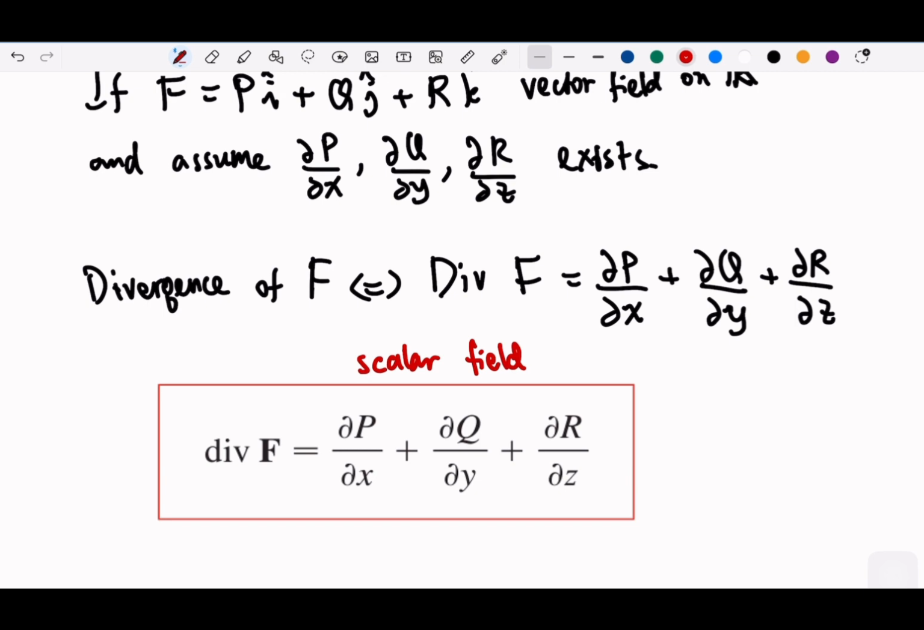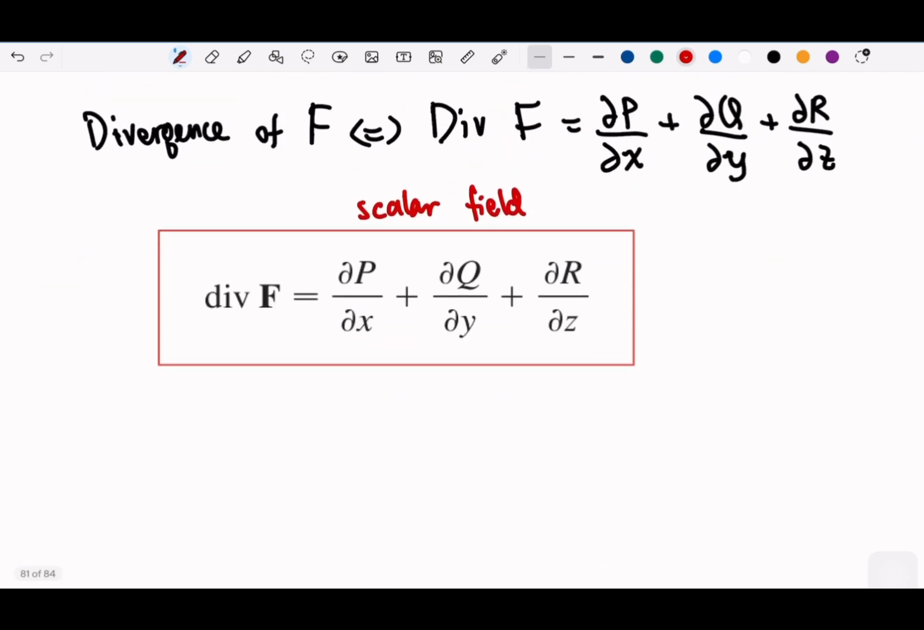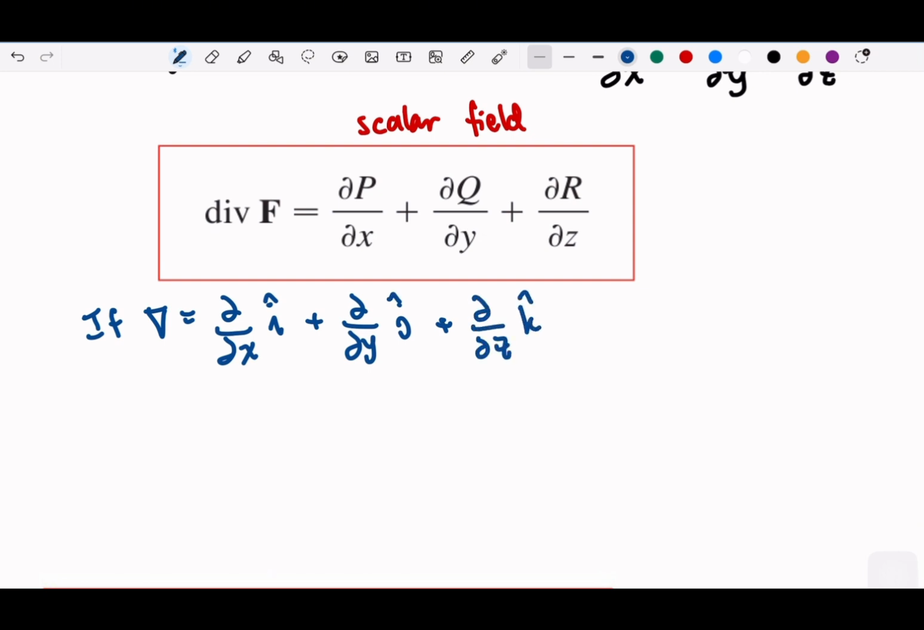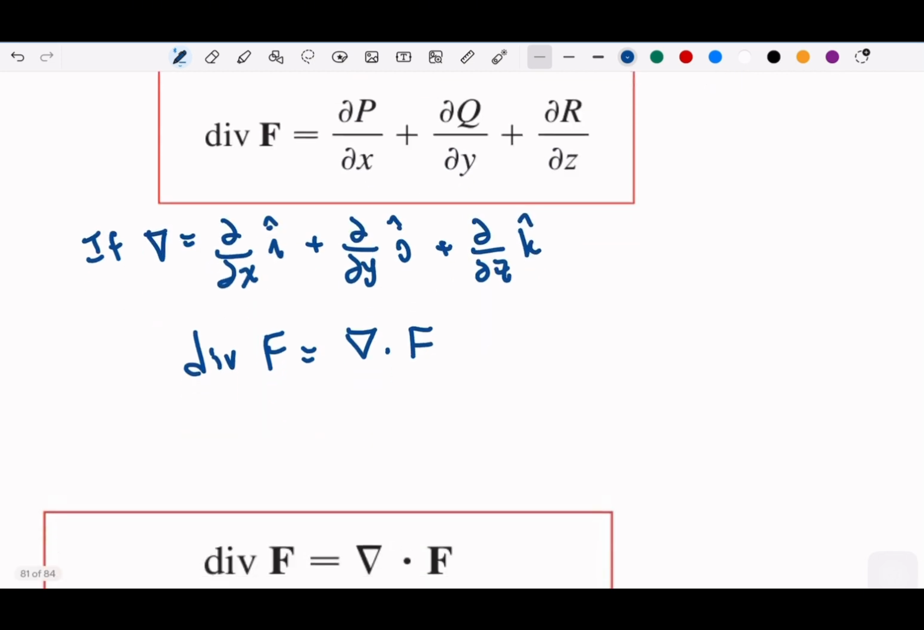So this is a scalar field, not a vector. Then, by taking this into the vector operations, because we have the plus, the addition of the partials, if we have the del as our operator, del is ∂/∂x i plus ∂/∂y j plus ∂/∂z k, then the div F can be seen as del dot F. So that we have a scalar as a result of this dot product.